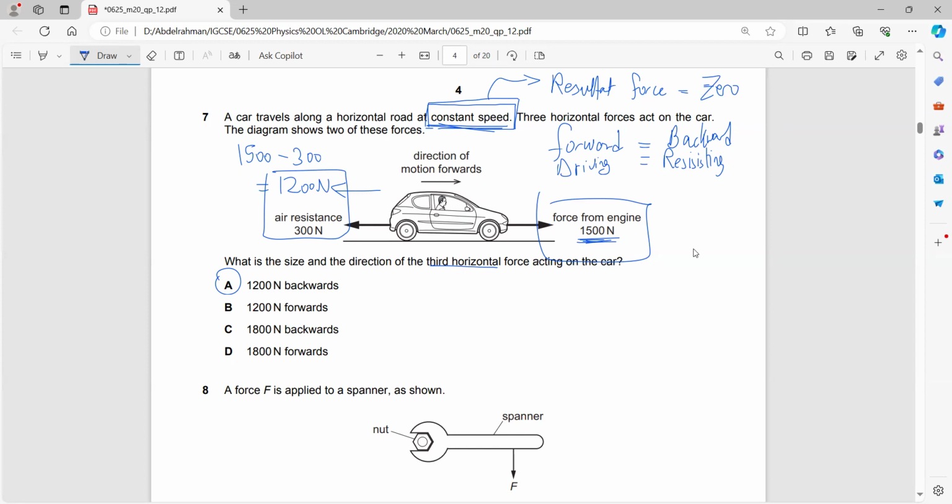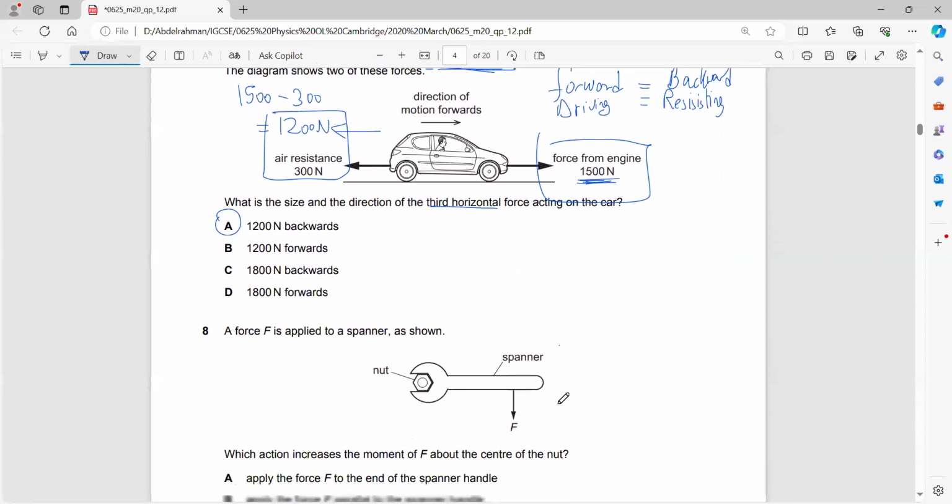Most of you solve this question wrong. Usually you tend to solve this question wrong. Why? Because you simply find the resultant force, which is 1,200. No, the resultant force is zero. So the 1,200 wouldn't be forward. No, it would be backwards. Why? Because you have to balance out the forces.